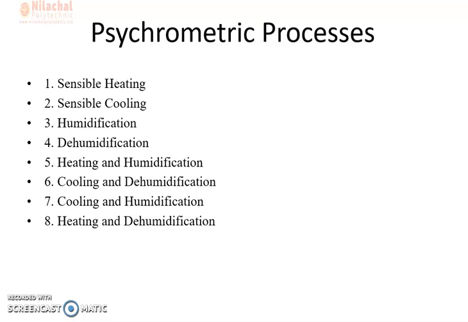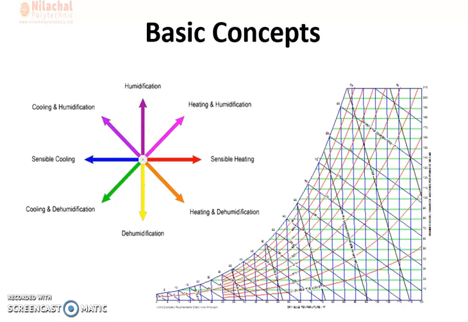In the last series of videos, I explained how to use the psychrometric chart, or how to read the psychrometric chart. In this video, I am going to explain the psychrometric processes like sensible heating, sensible cooling, humidification, dehumidification, heating and humidification, cooling and dehumidification, cooling and humidification, heating and dehumidification. Let's start with sensible heating.